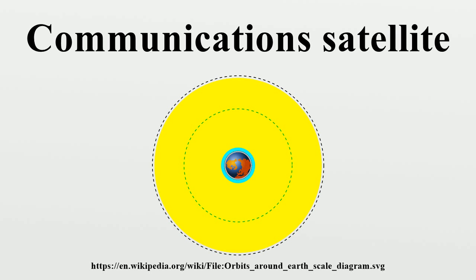Its successor, Syncom 3, was the first geostationary communications satellite. Syncom 3 obtained a geosynchronous orbit, without a north-south motion, making it appear from the ground as a stationary object in the sky. Satellite orbits.